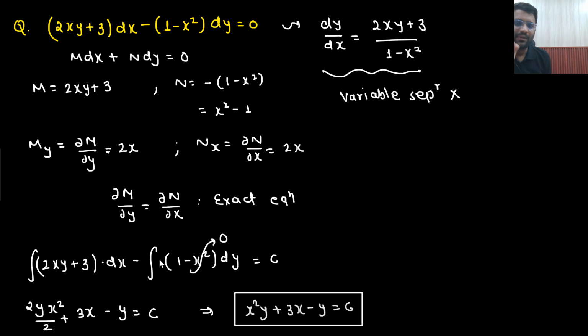Okay. So let me repeat the process. M is given, N is given, partial differentiation of M with respect to y, partial differentiation of N with respect to x. What are you getting? Both are the same, so it is an exact equation.